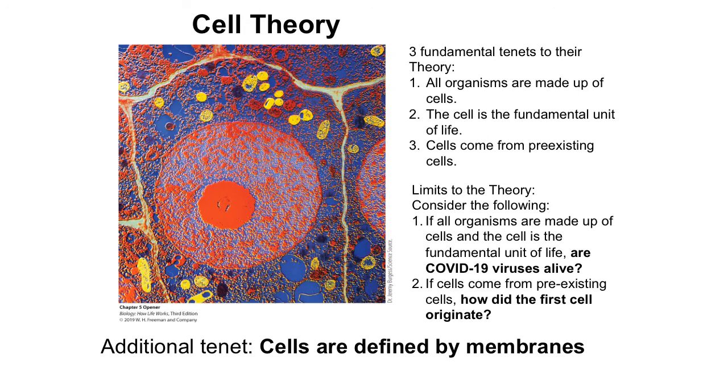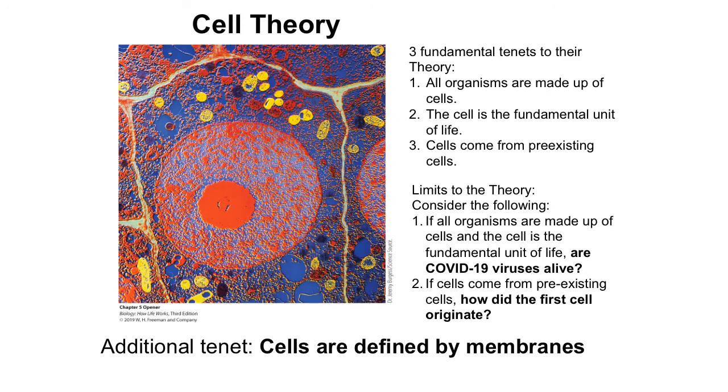So with these statements of the cell theory, I would like you to consider the following. First, if all organisms are made up of cells, and the cell is the fundamental unit of life, are COVID-19 viruses, which are responsible for the pandemic that we are now confronting, considered living entities? Are they alive? Number two, if cells come from pre-existing cells, how did the first cell originate? These are pretty challenging questions whose answers are debatable, and this underscores, of course, the difficulty of defining what life is.